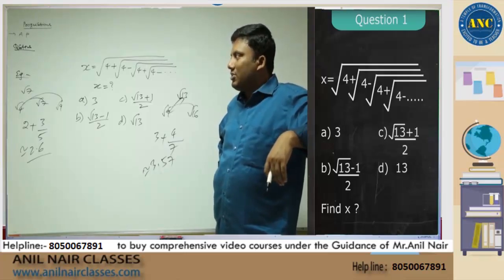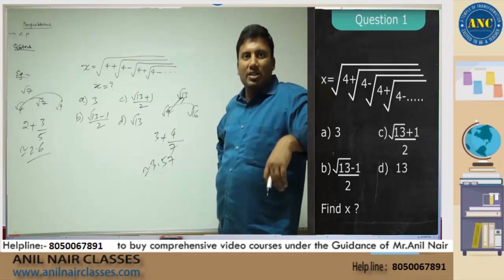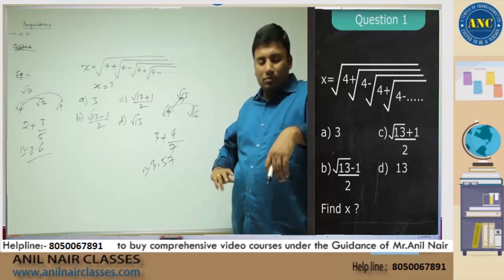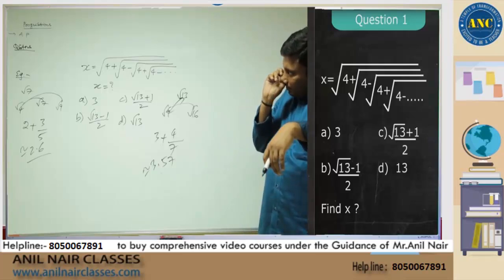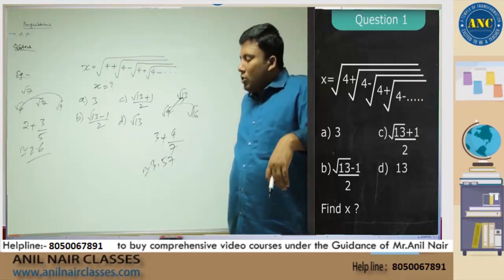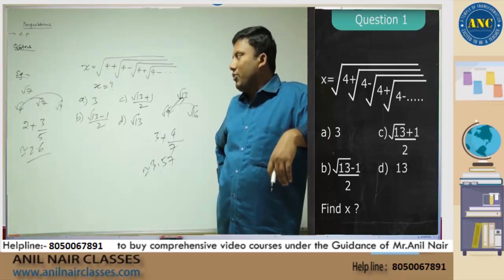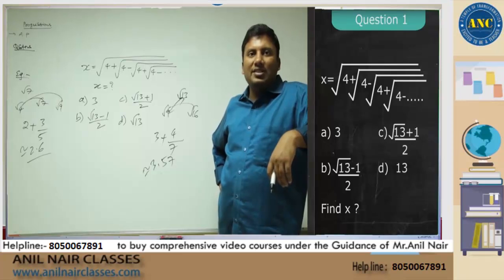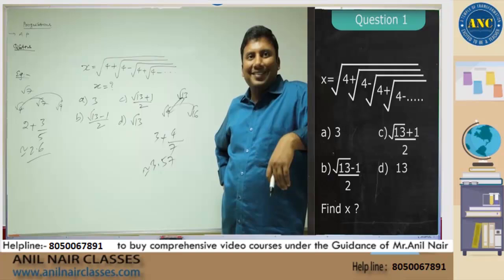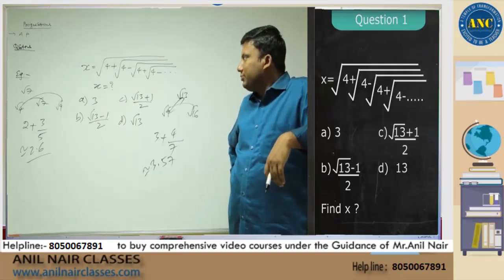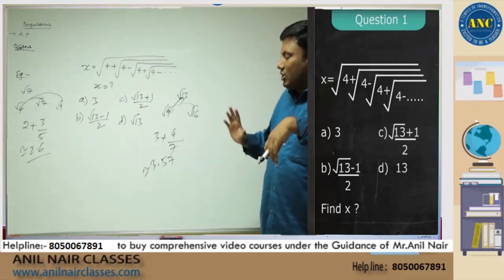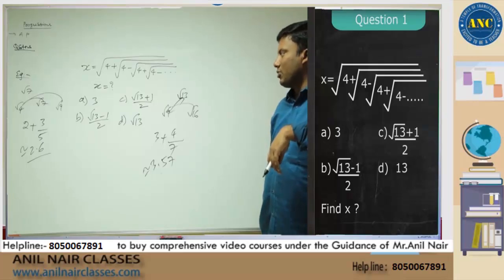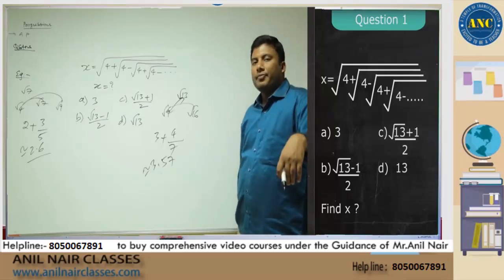There is another method which I kept on YouTube. You can see that one. Root 7 lies between root 4 and root 9. Root 4 is 2. 7 and 4 difference is 3. 9 and 4 difference is 5. Just to tell you how to find out root 7, root 13 values.